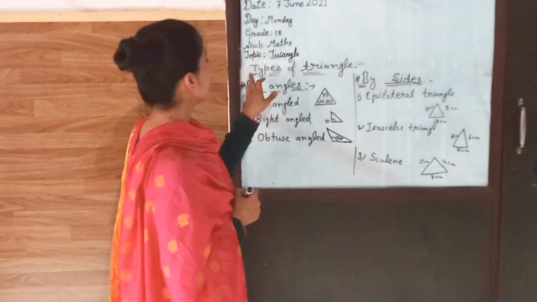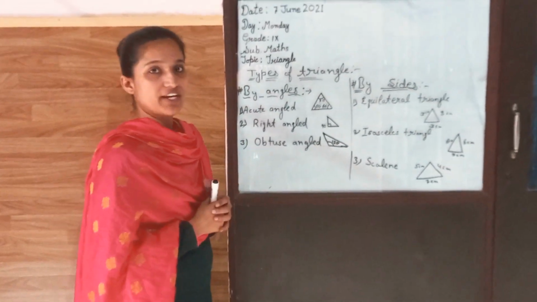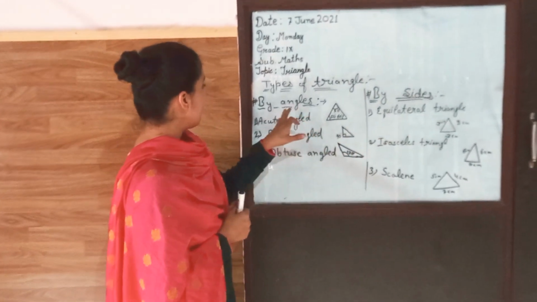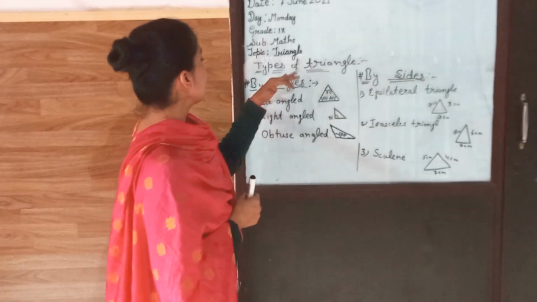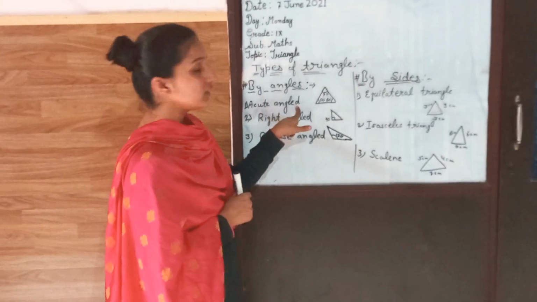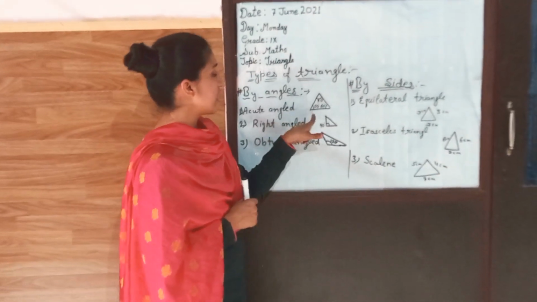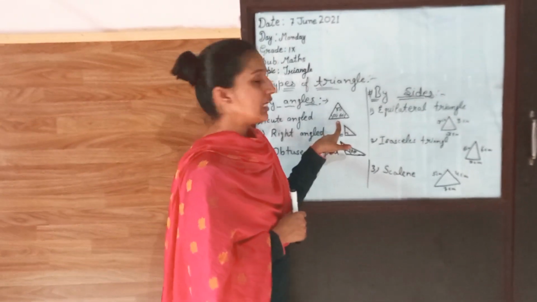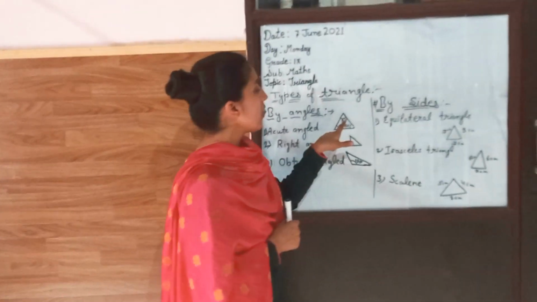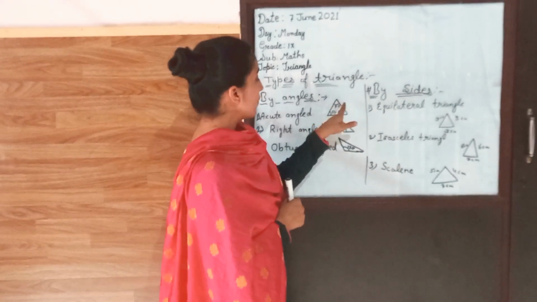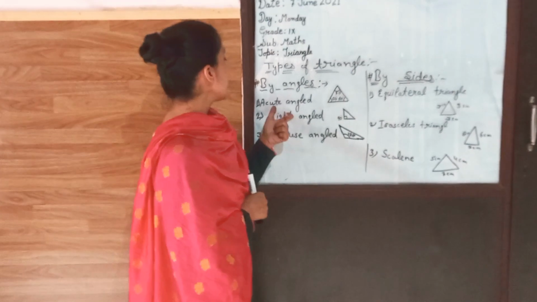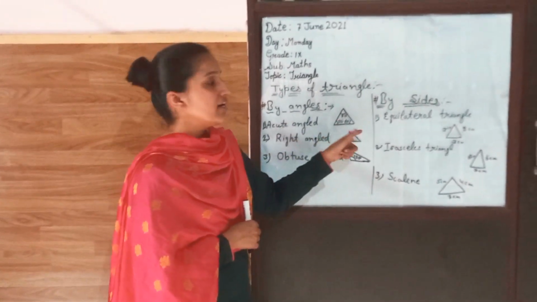Types of triangle. There are two ways to classify triangles: by angles and by sides. If we talk about the types of triangle according to angles, there are three types. First, the acute angled triangle, a triangle which has all angles less than 90 degrees. The interior angles, suppose angles A, B, C, add up to 180 degrees and each angle is less than 90 degrees. So that's why it is called an acute angled triangle.